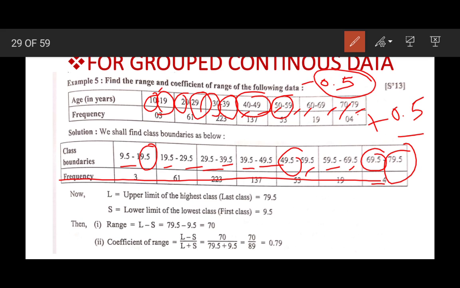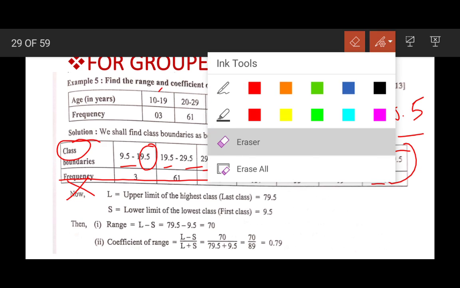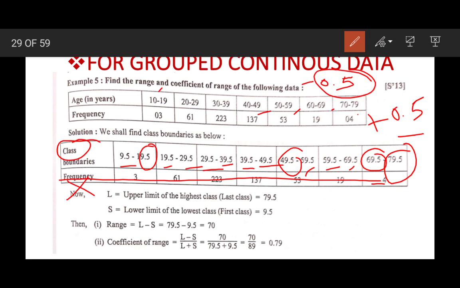For range, frequency is useless, so I'm only interested in the class intervals. Just check the class intervals. If the class intervals are continuous, then we can directly find the range and coefficient of range. But if the class intervals are discrete like this, where one ends at 19 and the next starts from 20, then 29 and then it starts from 30, then the first step is to make it continuous.